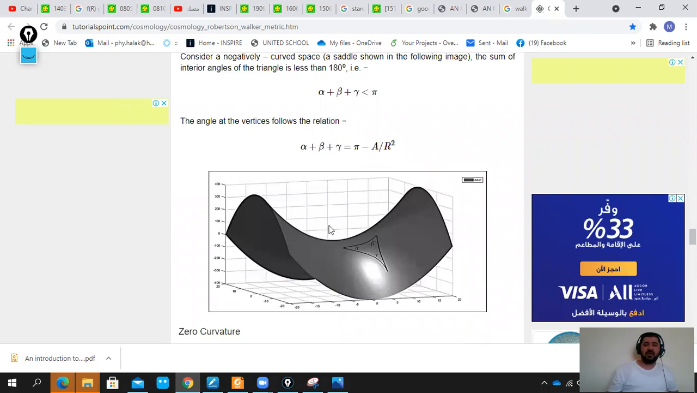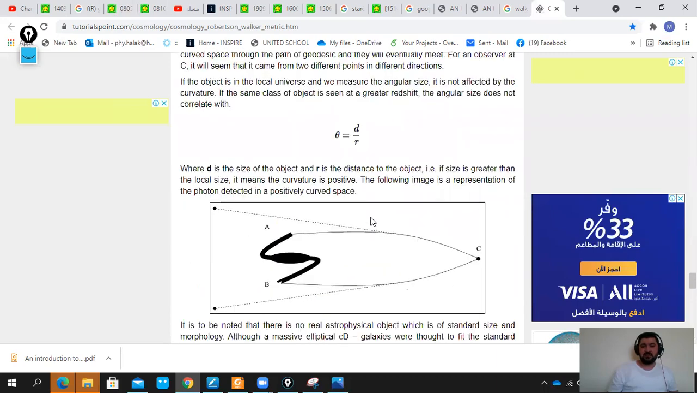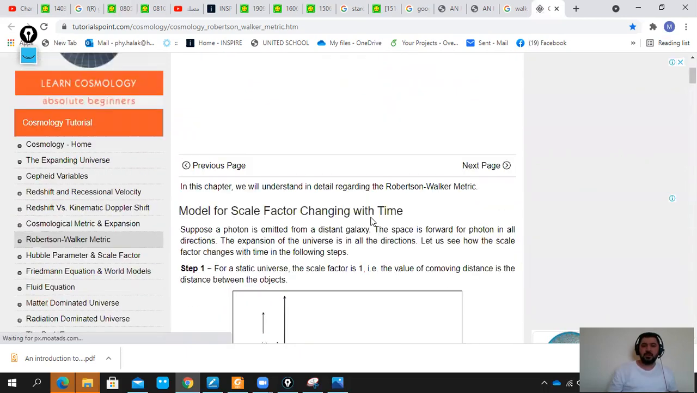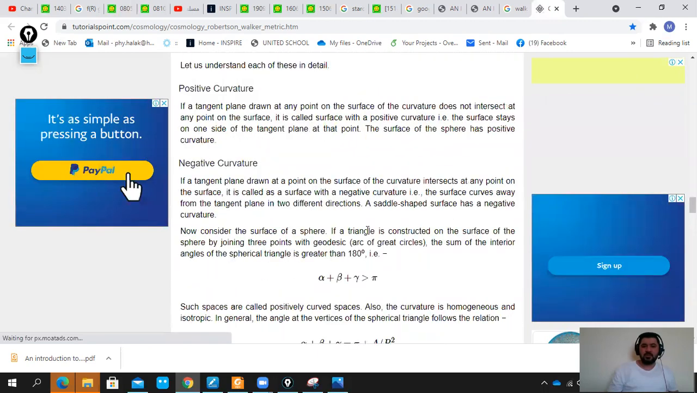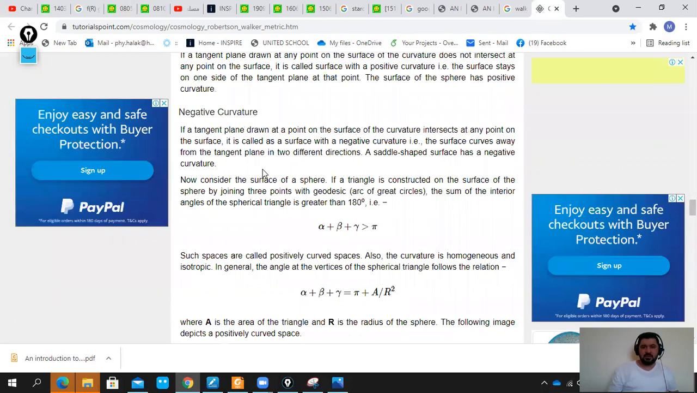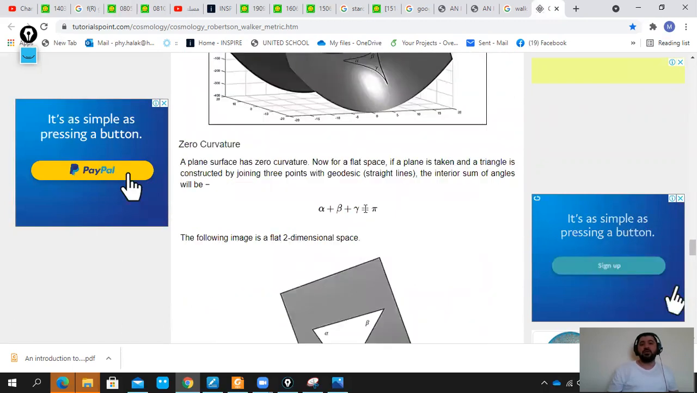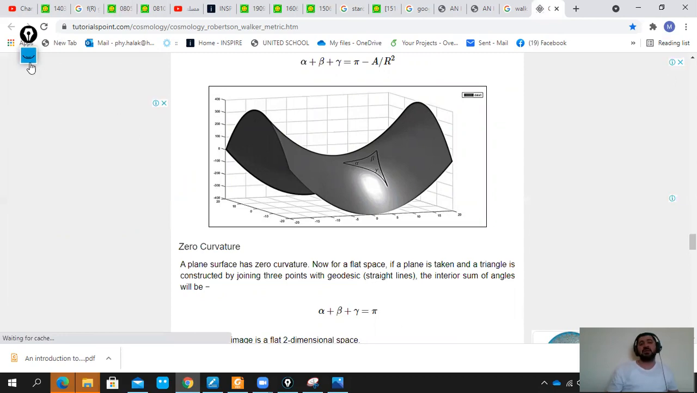The negative curvature case is like this one, the saddle-shaped surface. If we draw a triangle on this one, the sum of the angles of the triangle will be less than 180. And if we draw any two parallel lines, they will diverge from each other. So these are different geometries, and all of them describe a homogeneous and isotropic universe.